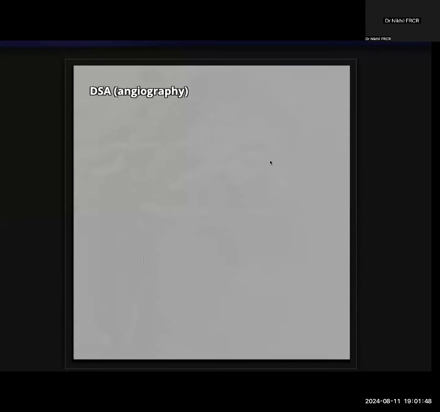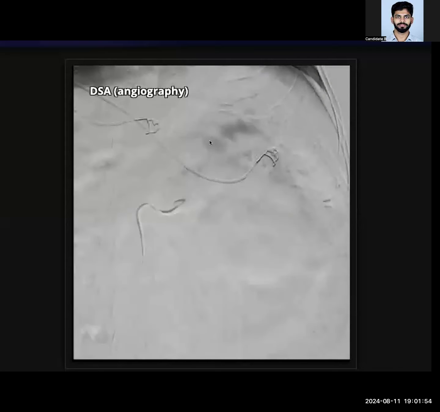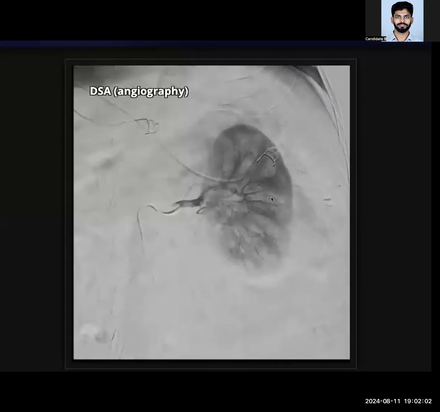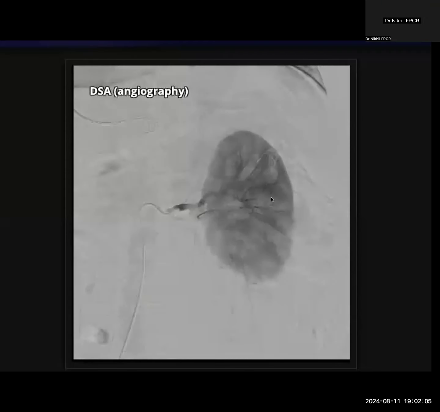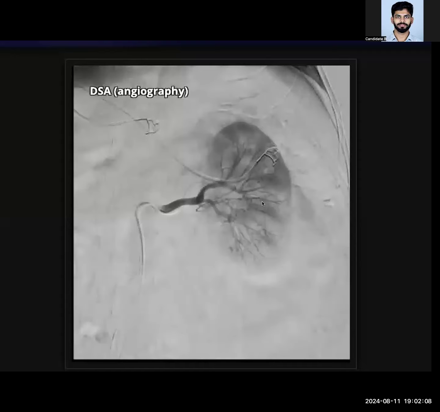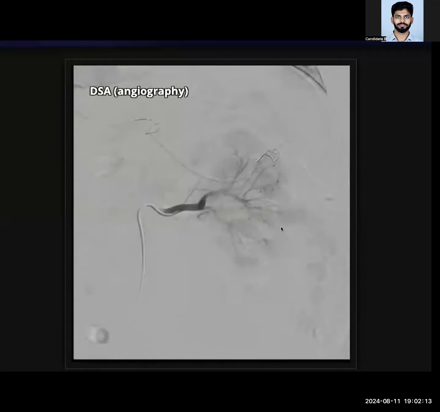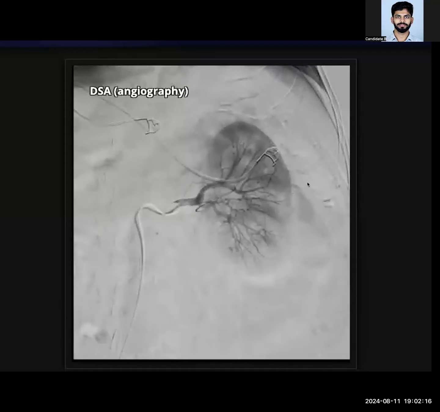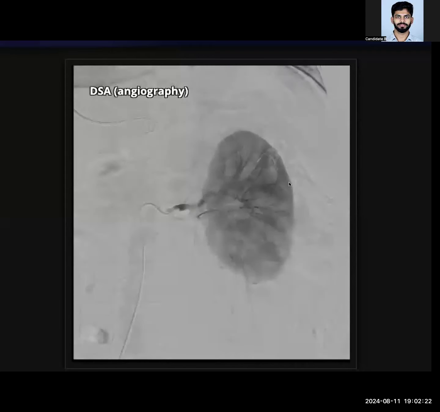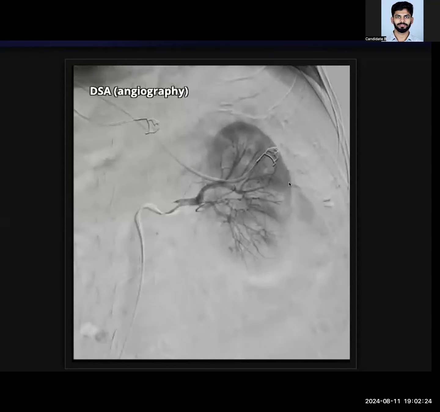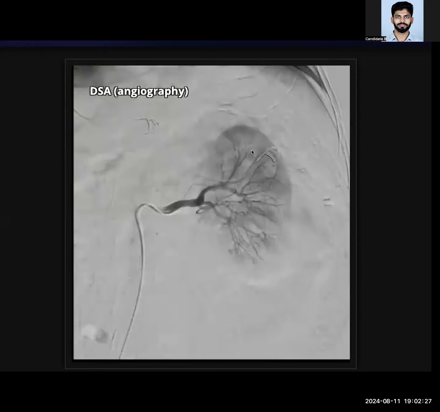Do you see any abnormal areas in the DSA? Yeah, like I've said, there is contrast extravasation along the perinephric location in the upper pole and interpolar region. Okay. And where is the source of that injury? Yeah, possibly in the interpolar region only. This is the perinephric location. I'm not able to clearly appreciate it. Yeah, I think this is the abnormal area.